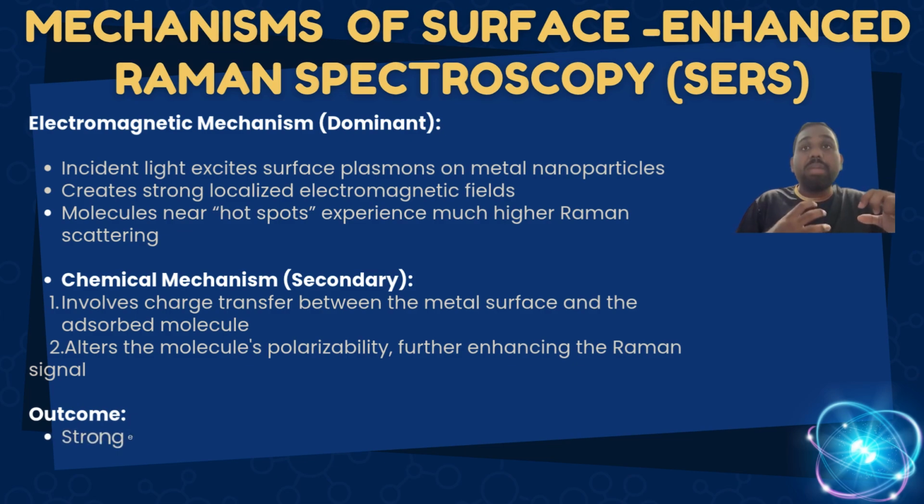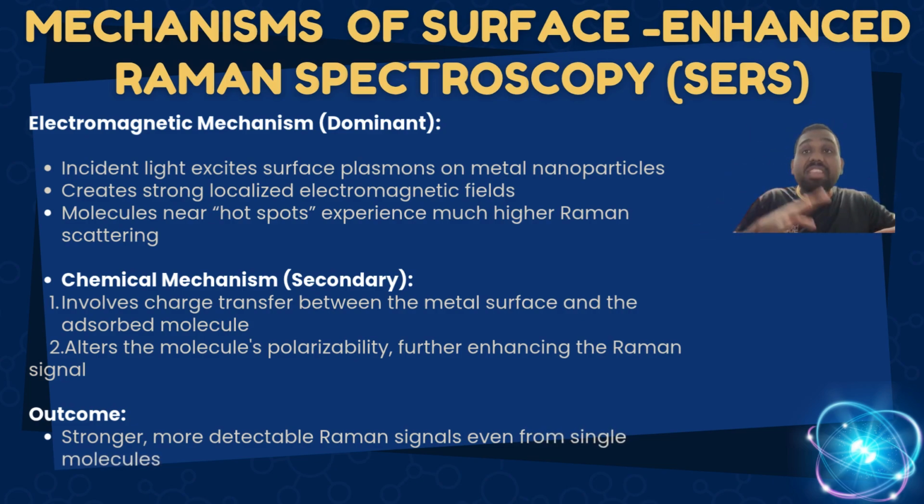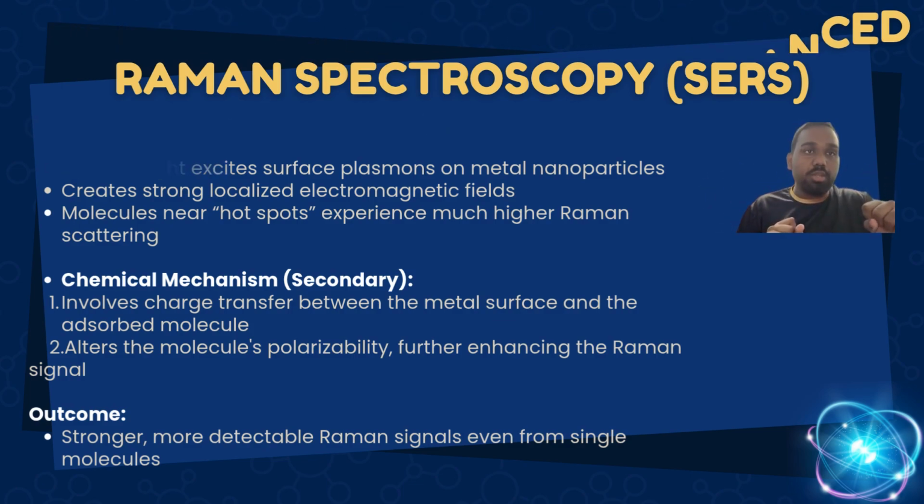Next, one of the secondary mechanisms is called a chemical mechanism, where it involves a charge transfer between the metal surface and an adsorbed molecule. So it alters the molecule's polarizability, further enhancing the Raman signal. So the final outcome will be a much stronger, more detectable Raman signal, even from a single molecule.